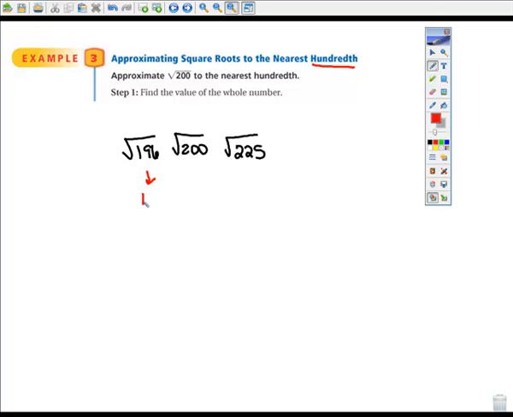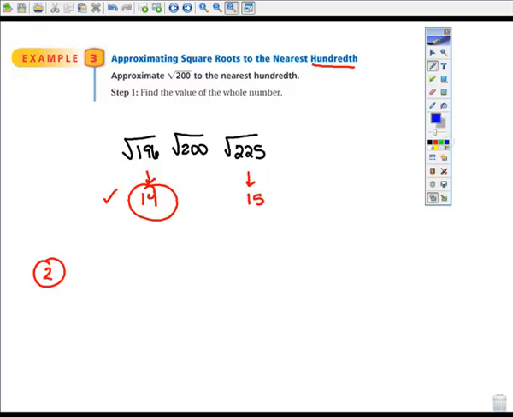The square root of 196 is 14, and the square root of 225 is 15. Now I know that the square root of 200 is 14 point something. It cannot be 15 point something because 200 is smaller than 225 but bigger than 196. So my whole number is going to be the 14. So there's step 1.